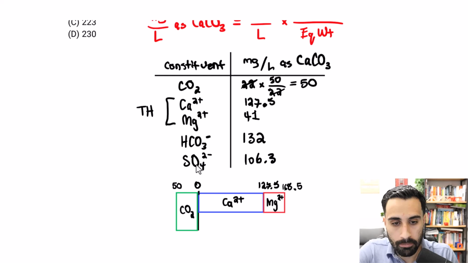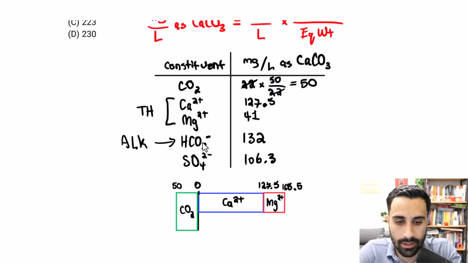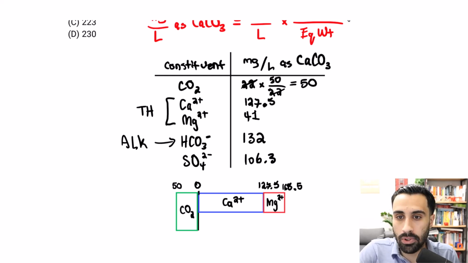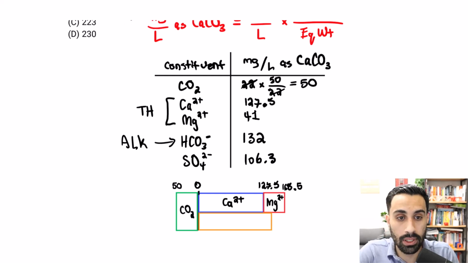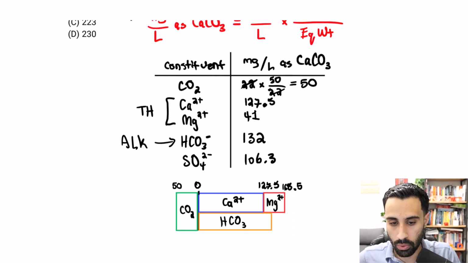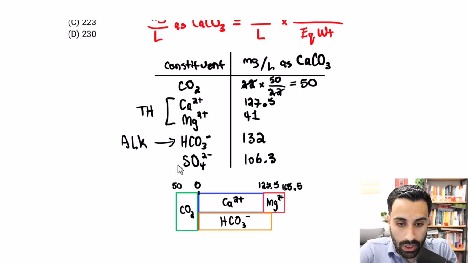At the bottom, we put the negative ones, negative charge, the bicarbonate, which is the alkalinity. This right here, I'll call it ALK, the buffering capacity of the lake is that, the alkalinity, that's 132. So I'm going to use a similar idea for this and just start at 0, go all the way to, let's say, right here at 132, just as an estimate, and that will be the bicarbonate. So that is HCO3 minus bicarbonate alkalinity.